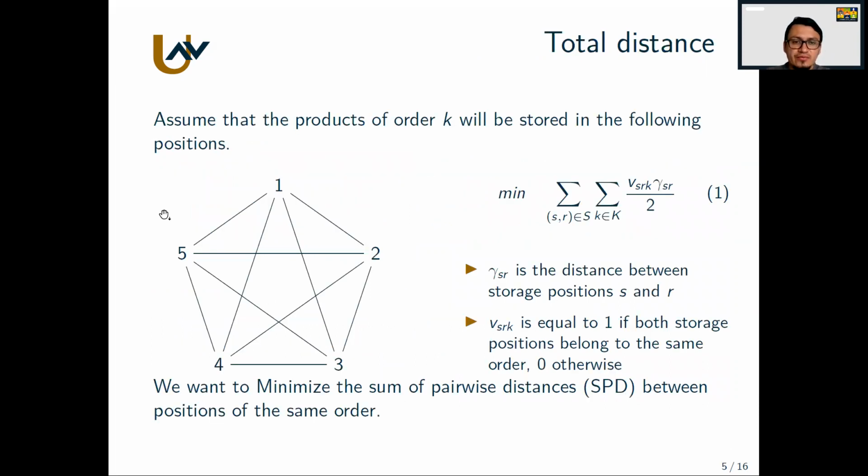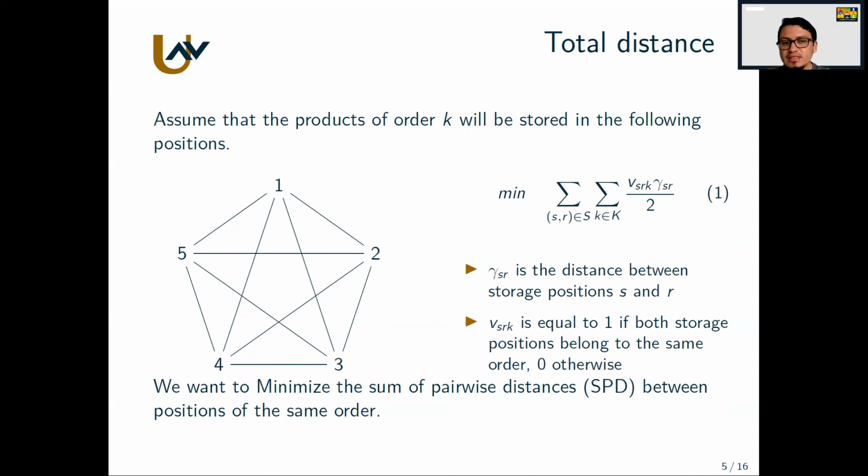Now, look at this graph. Suppose that one order is demanding 5 types of items. So those types of items need at least 5 positions. Suppose these 5 nodes are the 5 positions that the specific order is demanding. The idea is to minimize the distances between each pair of positions in that specific order, for example, between position 1 and position 5, position 4, position 3, and position 2, and so on. We decided to call that distance the sum of the pairwise distances between positions of the same order.